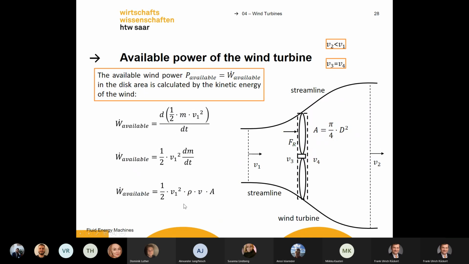Okay, how can we calculate the available power of the wind turbine? Here we have our plate, we have our force. We can calculate the area of the rotor by this formulation. Let's also make a cross here. You will need this formulation.